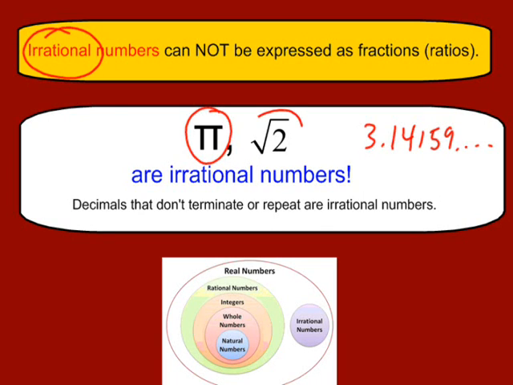And the square root of 2 is also an irrational number. There is no number times itself that would give you 2. So it would be an irrational number. So if you look at our chart, you can see irrational numbers here, and these are all rational numbers here. And rational numbers include all the integers, all the whole numbers, and all the natural numbers.